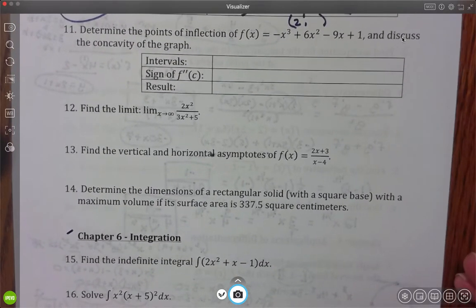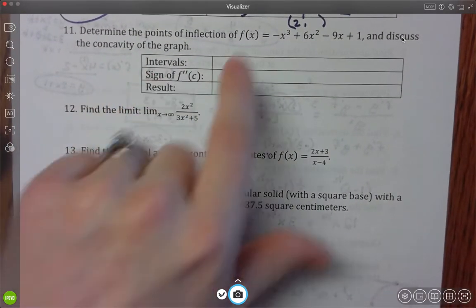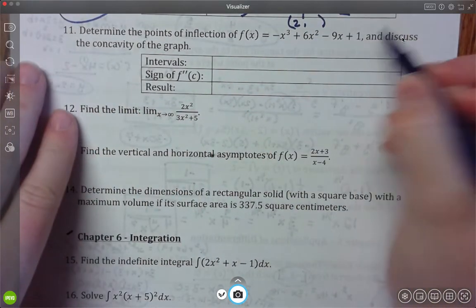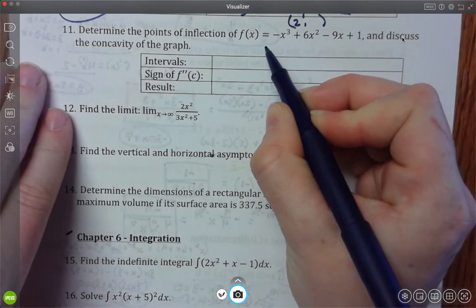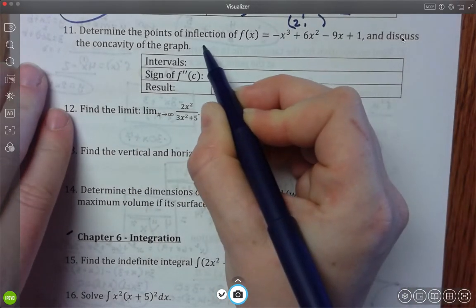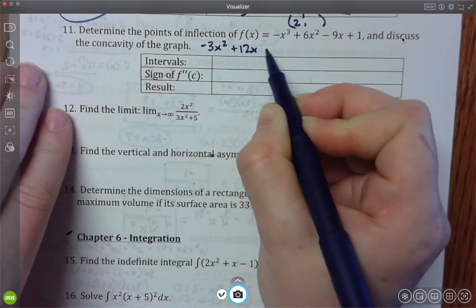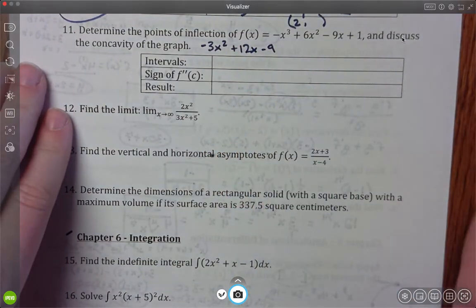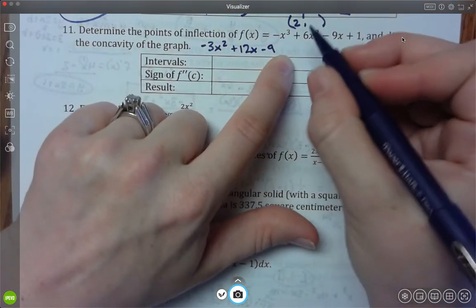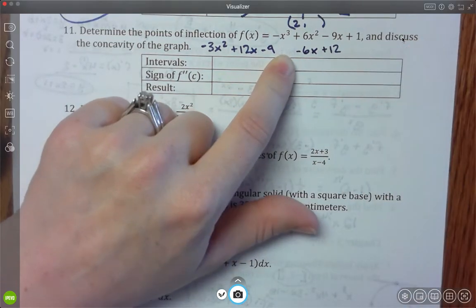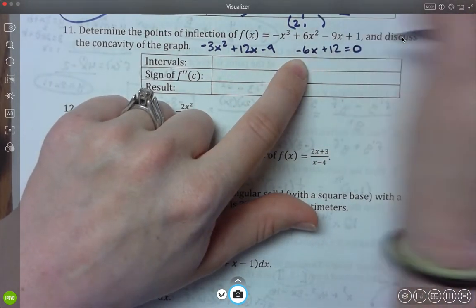Number 11, determine the points of inflection. So here we do the second derivative. Okay, so let's do the second derivative of this guy first. We'll start with negative 3x squared plus 12x minus 9. That's my first derivative. Second derivative is going to be negative 6x plus 12. Hey, that's kind of nice. Now I'm going to set the second derivative equal to 0.